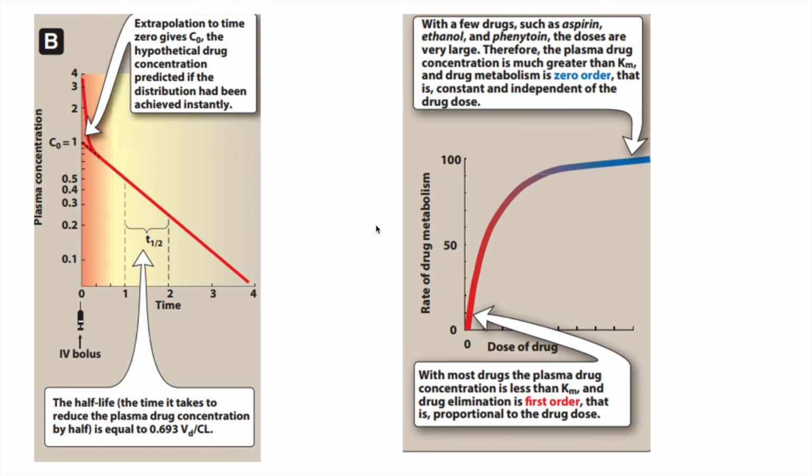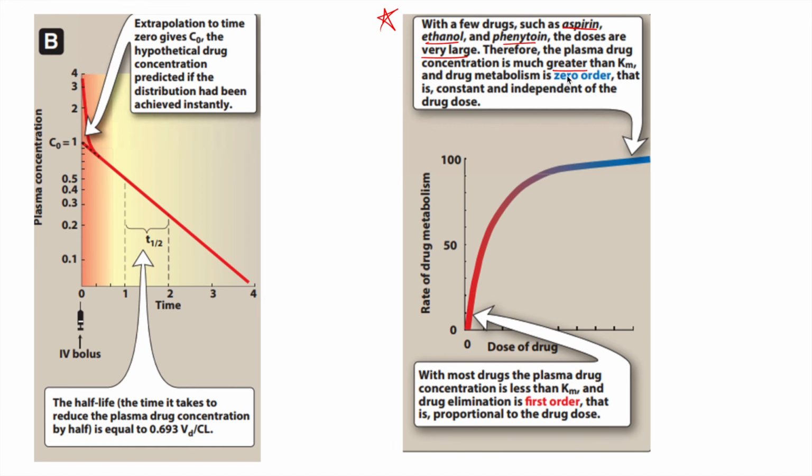Here are the diagrams that help us explain it. So I'll use this diagram here. With a few drugs such as aspirin, ethanol, which is alcohol, phenytoin, the doses are very large, right? Huge doses. Therefore, the plasma drug concentration is much greater than the Km.